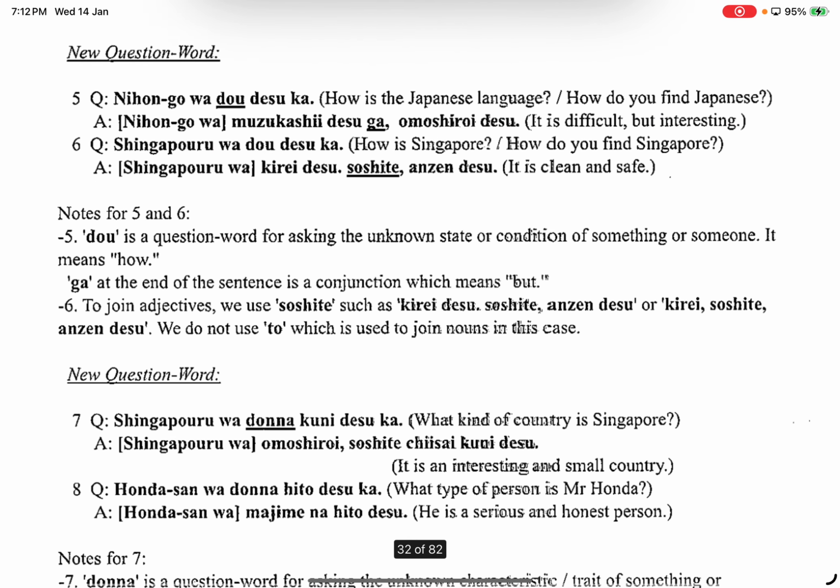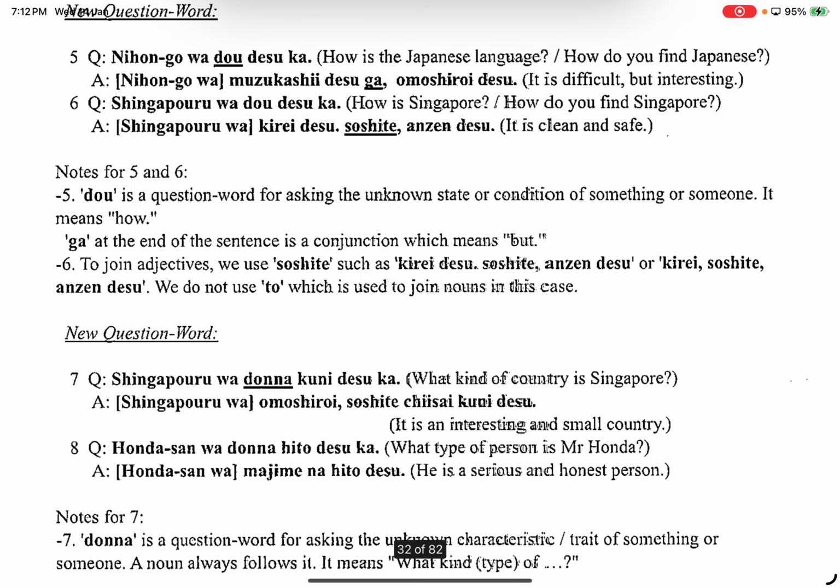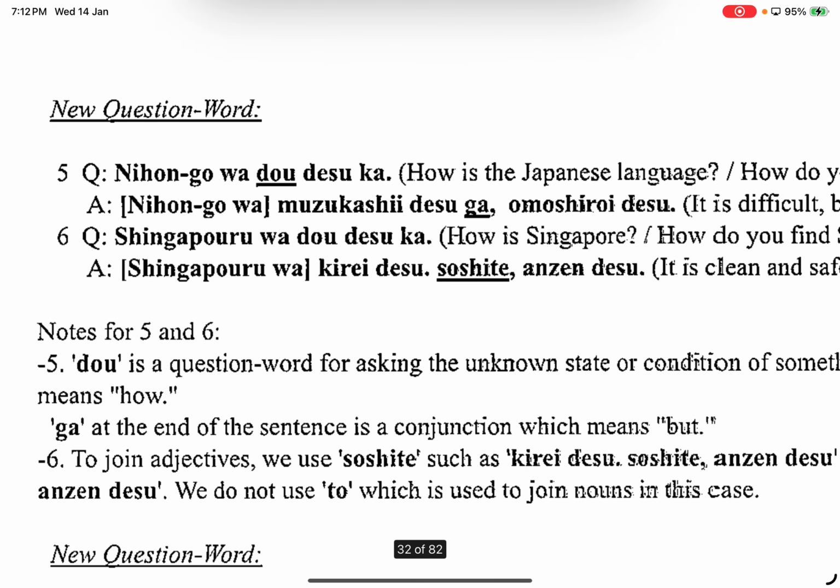And moving on, we have our question here. Dou desu ka means how is something, how is it? Then we also learn the sentence particle here, desu ga. I mentioned to you, this ga is not really a but. The ga here simply says that on one hand, it is like that. It is A. On the other hand, it is B.